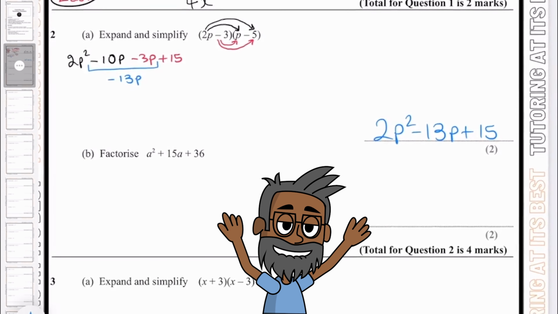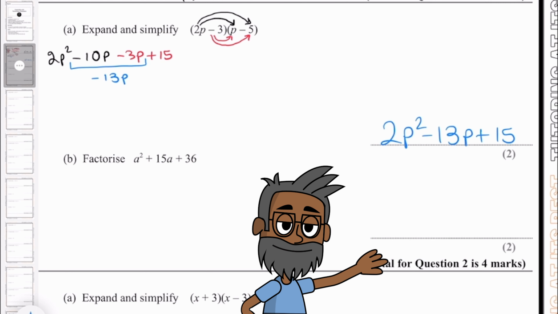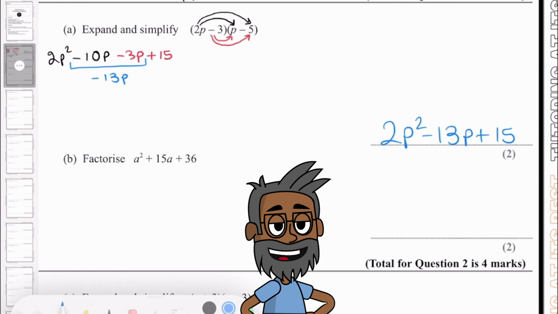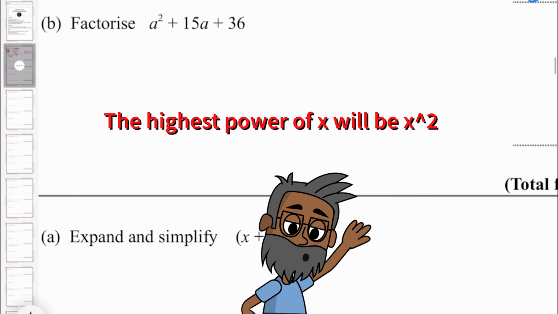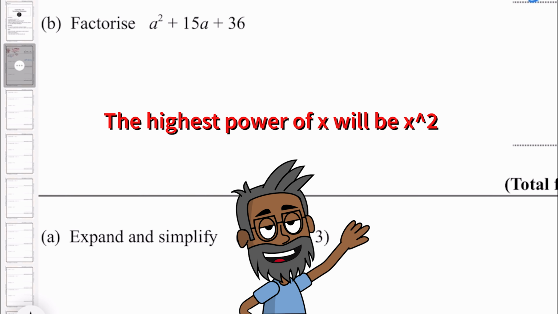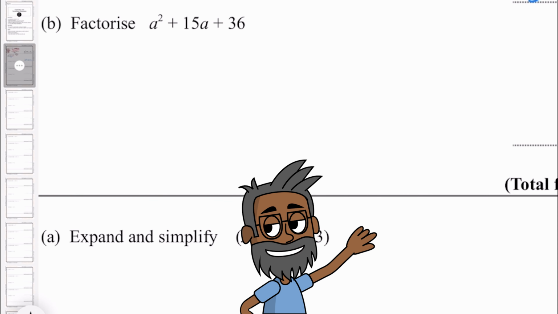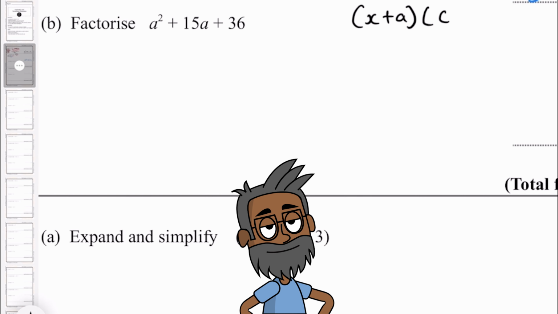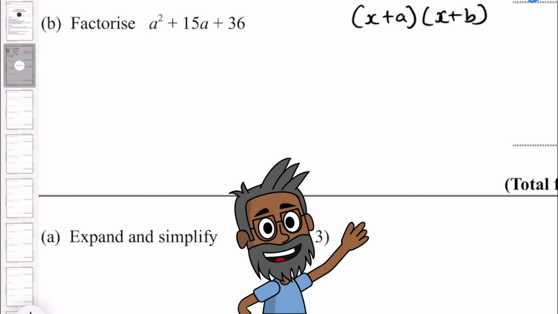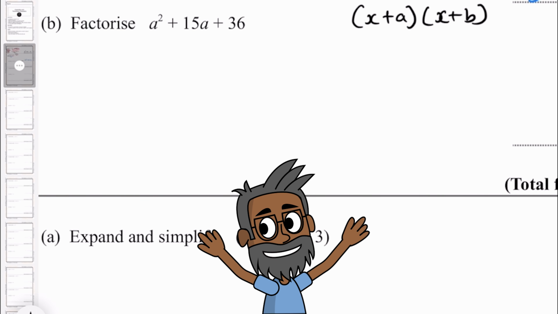Okay, now we're faced with a factorizing question. When you're factorizing quadratics, in a quadratic expression the highest power of x would be x squared. A quadratic expression can sometimes be factorized into two brackets, in the form of x plus a and x plus b, where a and b can be any term. It can be positive, negative, or even 0.